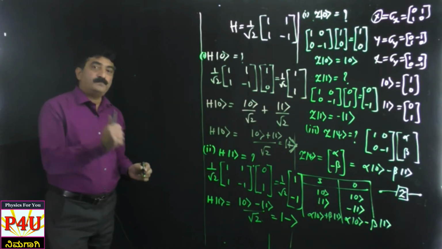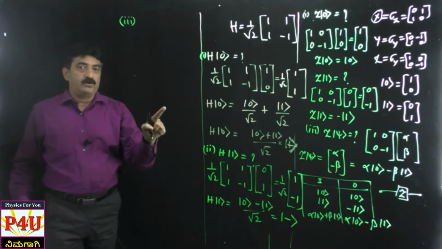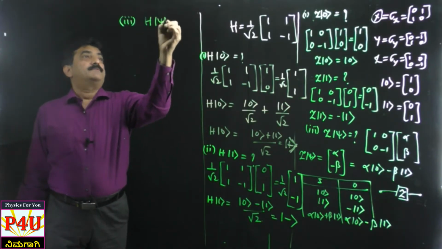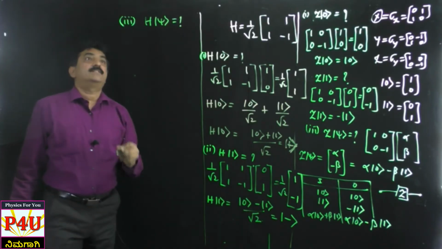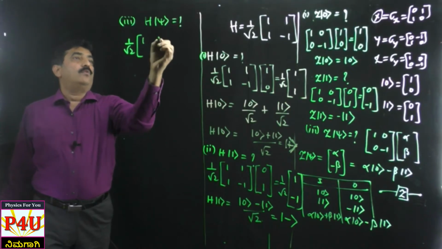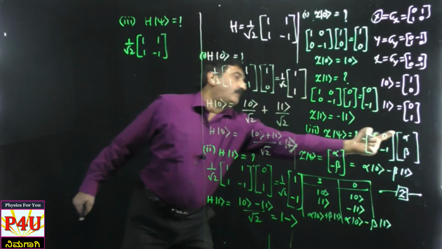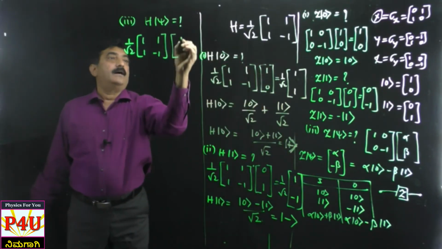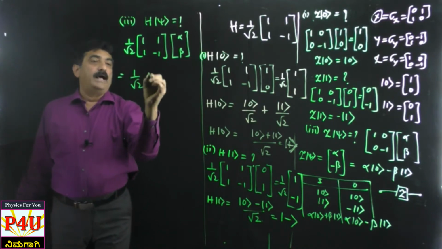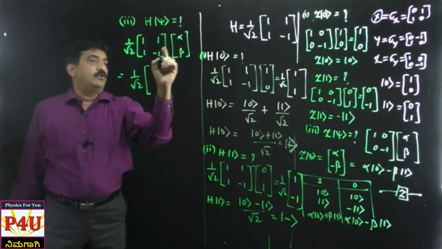So individually I operated on ket 0 and on ket 1. Now you operate on ket psi. For psi ket, always 3 things we have to do: ket 0 separate, ket 1 separate, ket psi separate. That is, H psi ket is equal to what? Simplify. H is already there, 1 by root 2 into 1 1, 1 minus 1. Psi is nothing but alpha beta. Simplify further. That is equal to 1 by root 2 as it is, 1 into alpha plus 1 into beta.